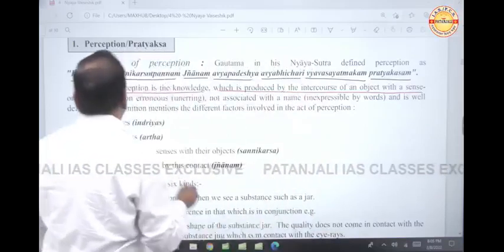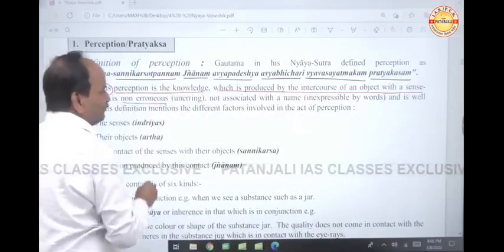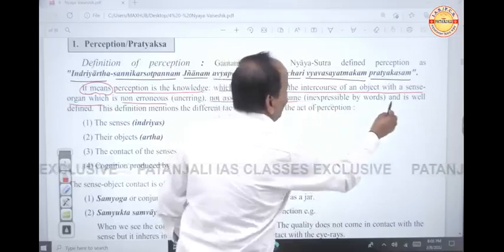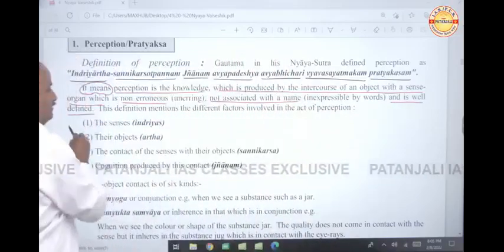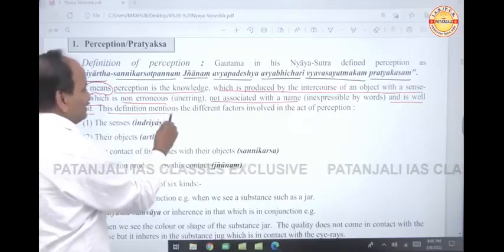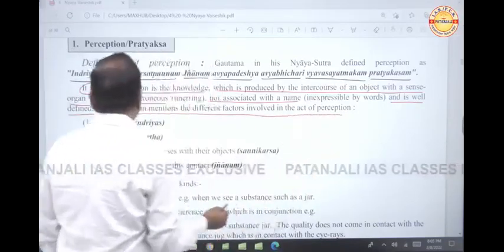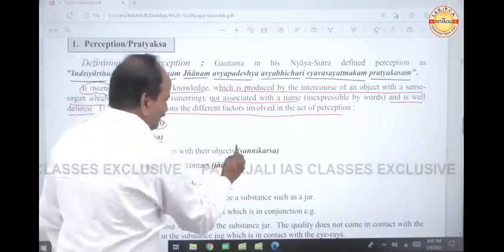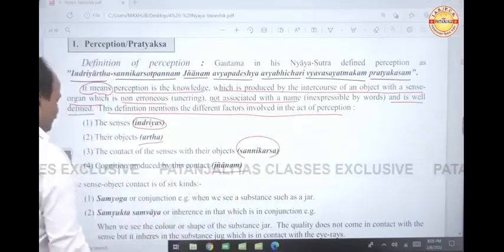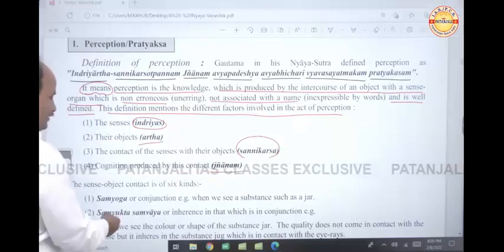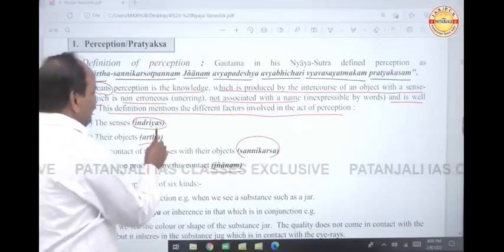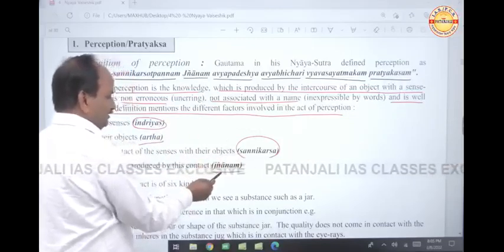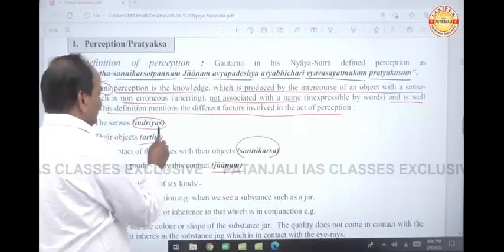or contact between sense organ and object, which is non-erroneous, not associated with a name, and is well defined. This definition mentions the different factors involved in the act of perception. Indriye, Arth, Sannikarsh, Utpannam, Jnanam. Indriye means sense organs, arth means object, sannikarsh means contact. Perception is a jnana which is originated due to the contact between sense organ and object.